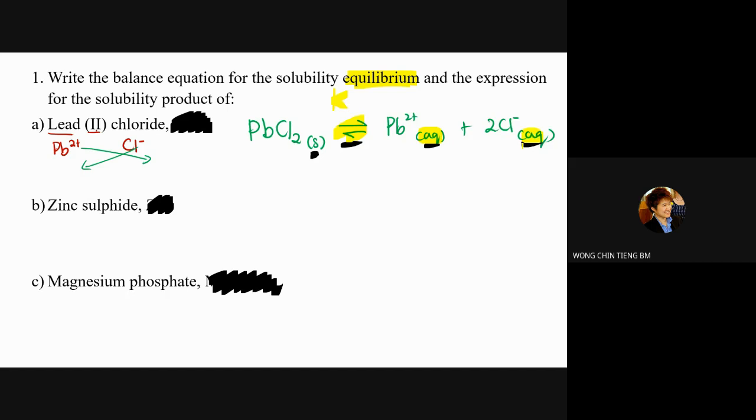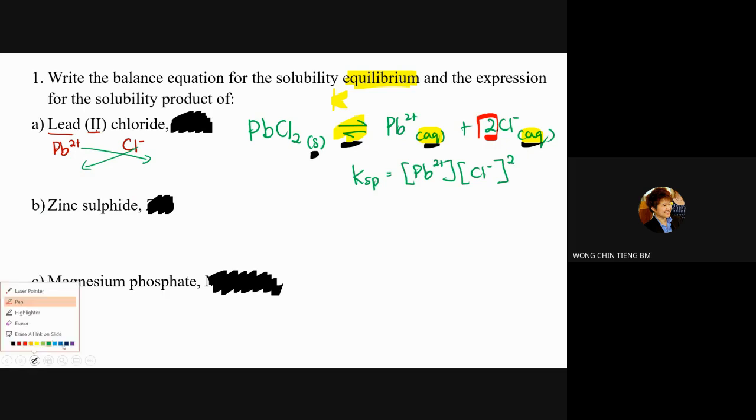Yang ni saya tak kisah. Tapi yang saya sangat-sangat kisah adalah balance equation. Equation tak balance, bye-bye. Because your KSP will be based on that. If you write it, your KSP over here akan bersamaan dengan your Pb2 plus Cl minus square. Betul? Alright.